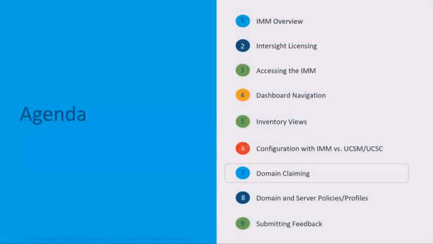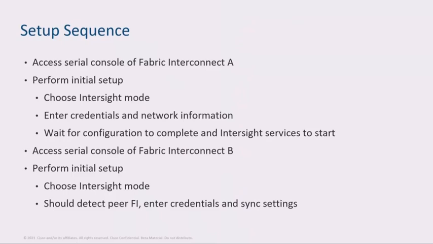All right, so let's jump in. So the sequence of setting this up, obviously we're going to go into the Fabric Interconnects, Fabric Interconnect A. We're going to run through the setup script. The second or third question is choose Intersight mode, right? Intersight managed mode. Then you're going to create credentials and your IP address information, and then wait for that to complete. It'll say saved, just like before.